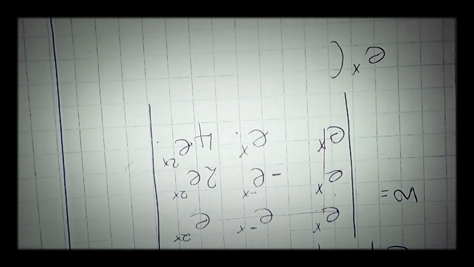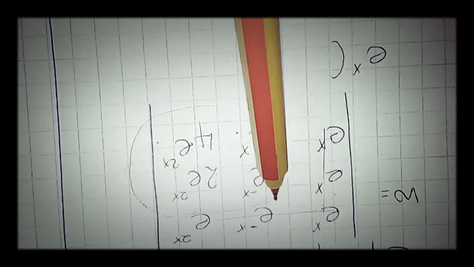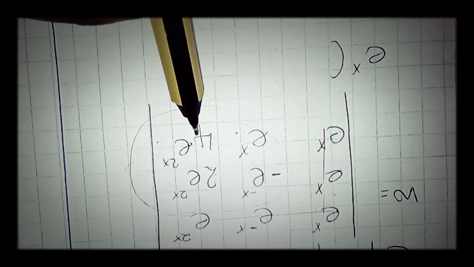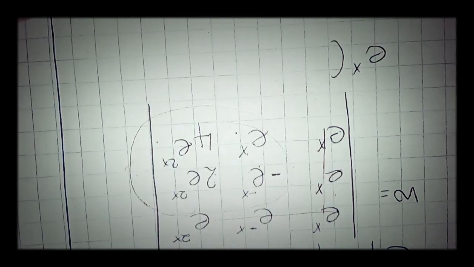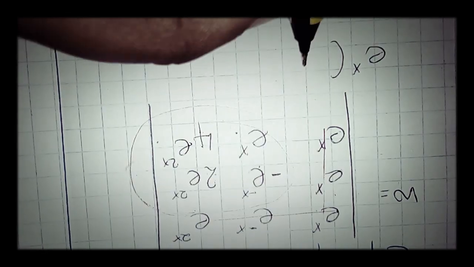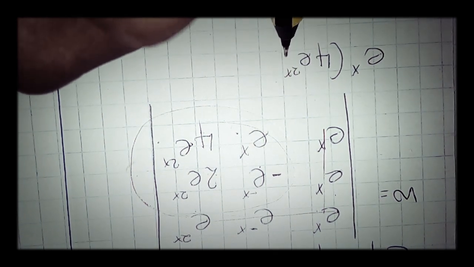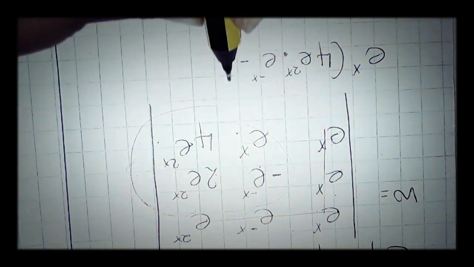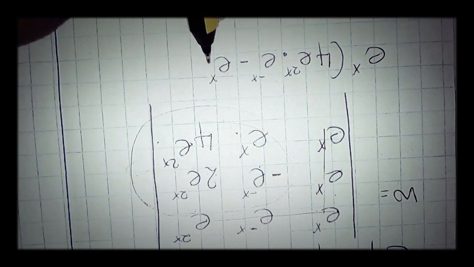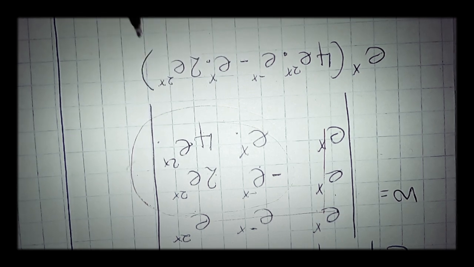That is for the first one. So we will be left with this 2 by 2 matrix. It will be this times this minus this times this. So it will be 4e^(2x) times e^(-x) minus e^x times 2e^(2x).